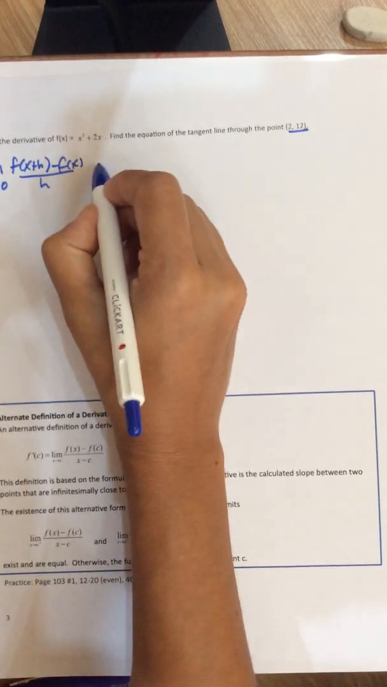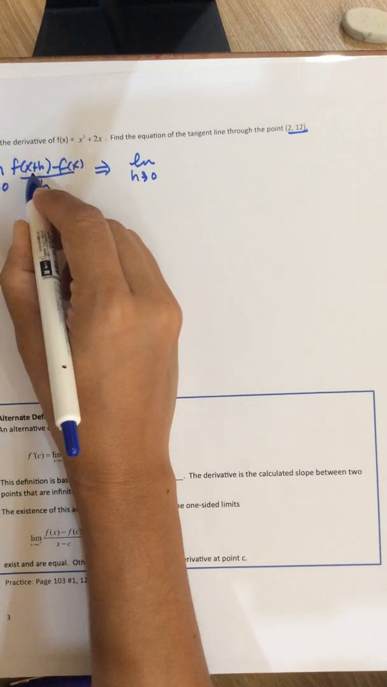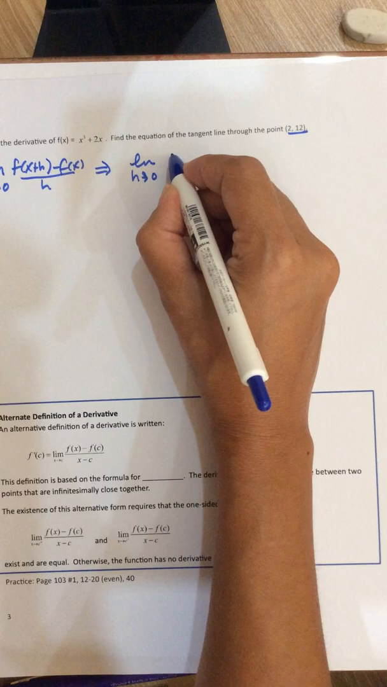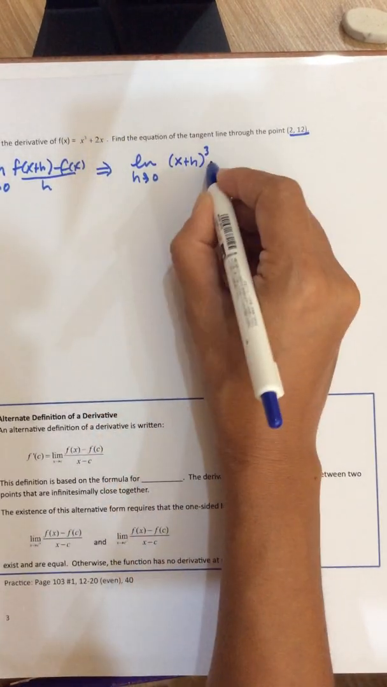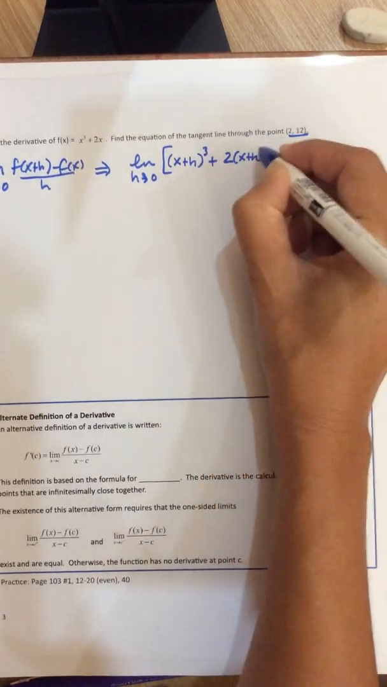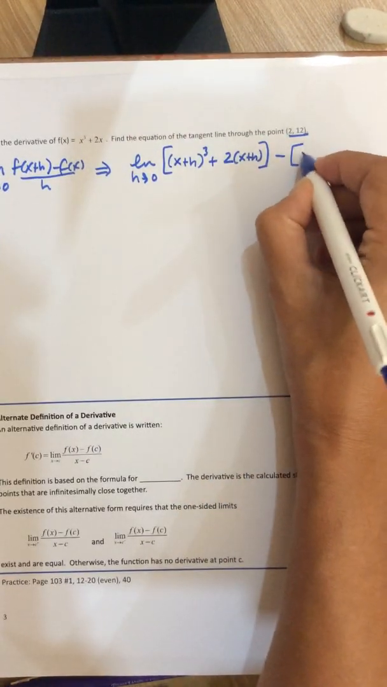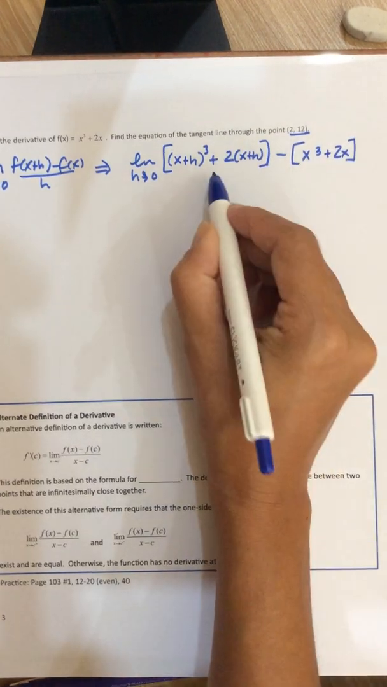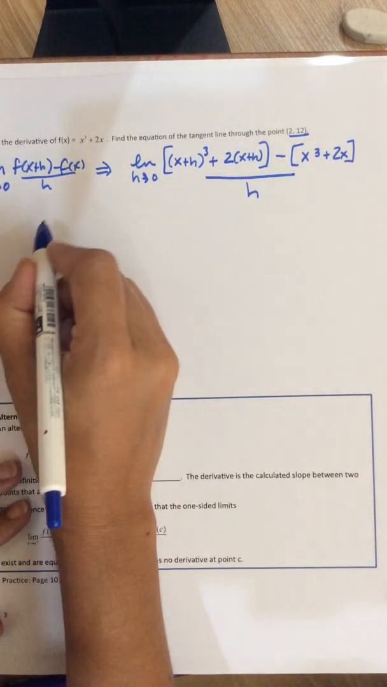Okay, so now let's plug in what we know. The limit as h approaches 0. f of x plus h. Everywhere I see an x here, I'm just plugging in x plus h. So x plus h cubed plus 2 times x plus h. So that's the first one. Take away f of x as it is, so I'll just write it as it is, all over h.